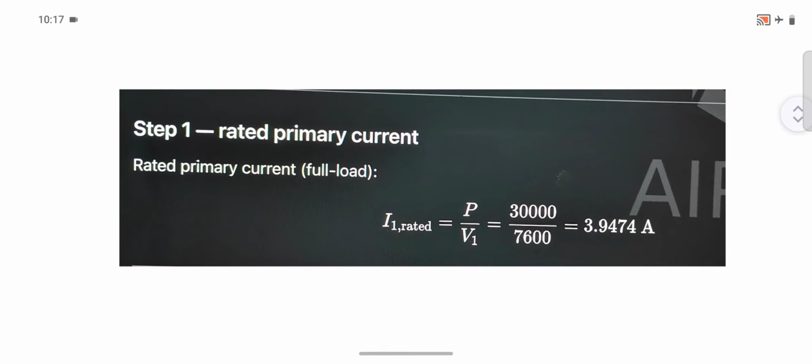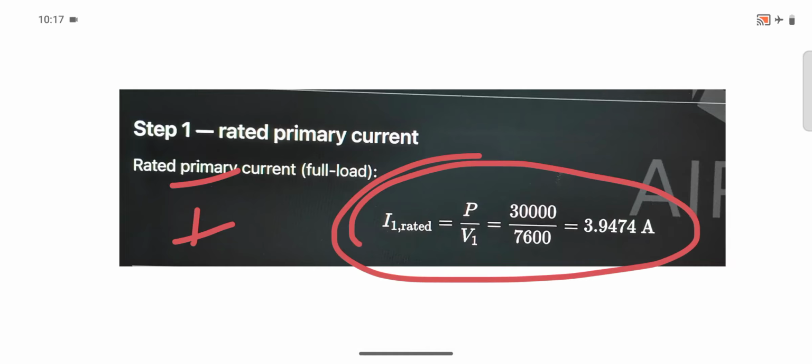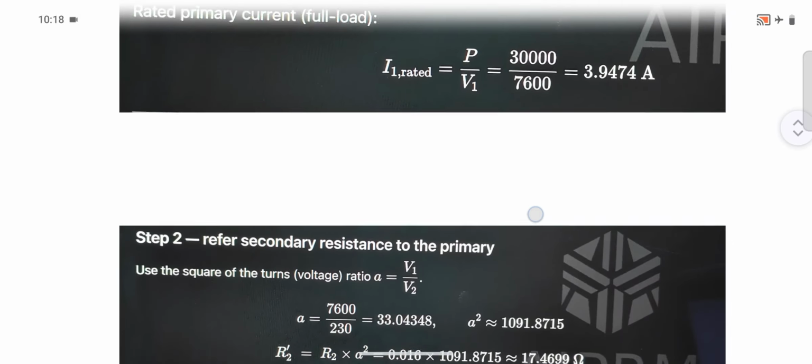Now, what is the rated primary current? It is simple. As we know, power is equal to VI. So I rated is equal to power divided by rated voltage. This is the current we will get for rated primary current. Okay.